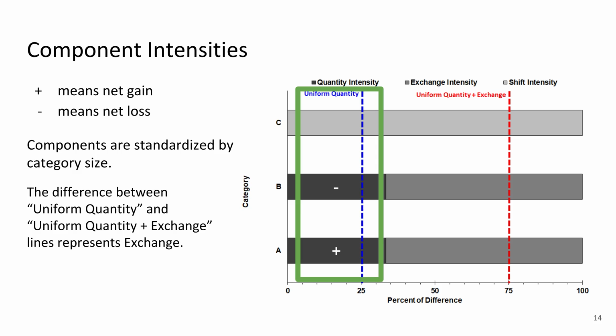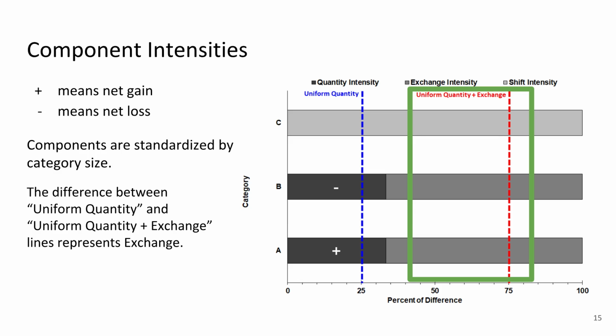On the contrary, if the quantity component does not extend beyond the line for uniform quantity, then the category has a quantity component less intensive relative to the quantity component overall, such as in the case of category C. There is no quantity bar for category C because category C experienced 0 quantity change.